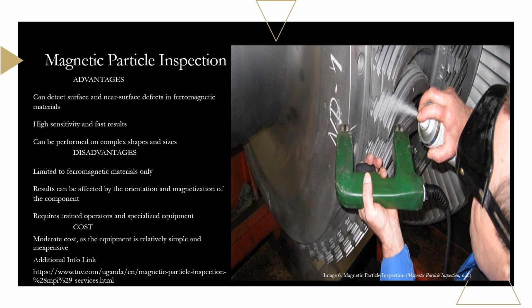Magnetic particle inspection is another type of test that can detect surface and near-surface defects in ferromagnetic materials with high sensitivity and fast results. It can be performed on complex shapes and sizes. However, it is limited to ferromagnetic materials only. Results can be affected by the orientation and magnetization of the component, and it requires a trained operator and specialized equipment. The cost is moderate as the equipment is relatively simple and inexpensive.